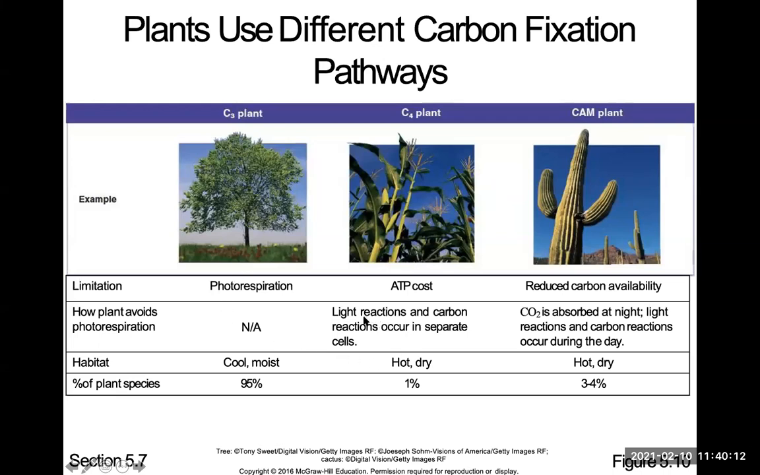Here we have bundle sheath cells. Light reactions and carbon reactions occur in separate cells, and that's the modification of bundle sheath cells. And then for CAM plants, CO2 is absorbed at night. Light reactions and carbon reactions occur during the day. The environment is cool and moist for this, hot and dry for these.